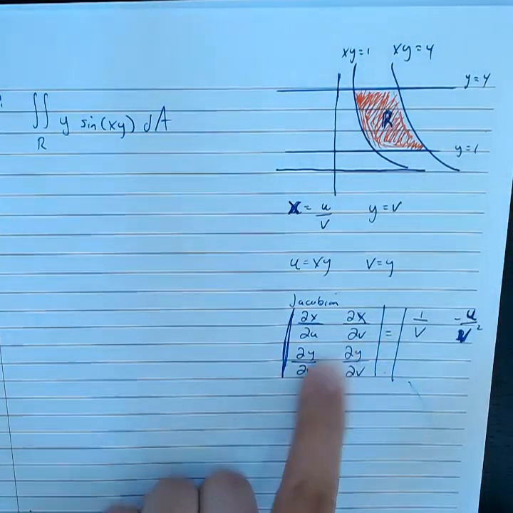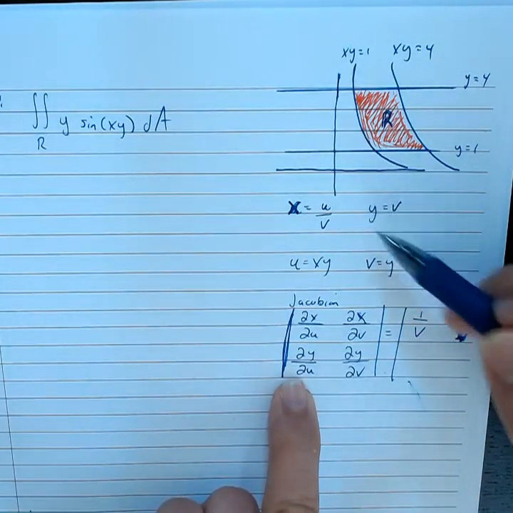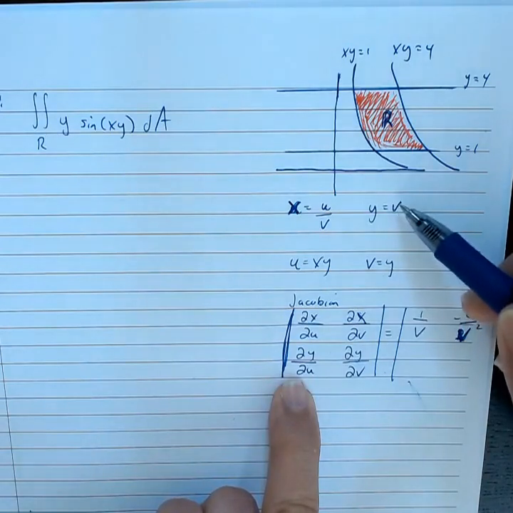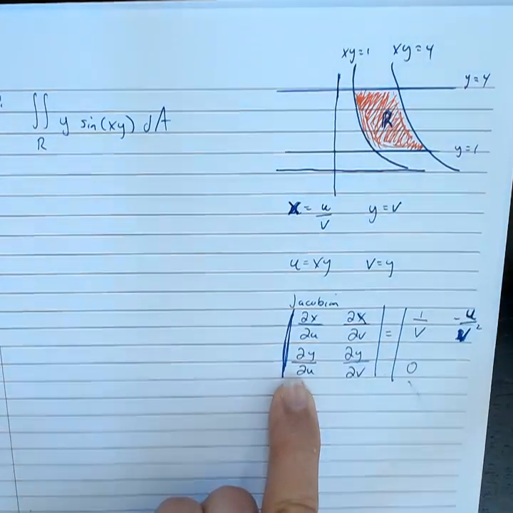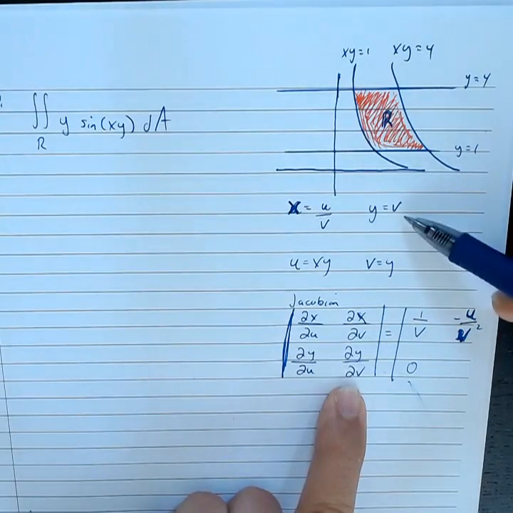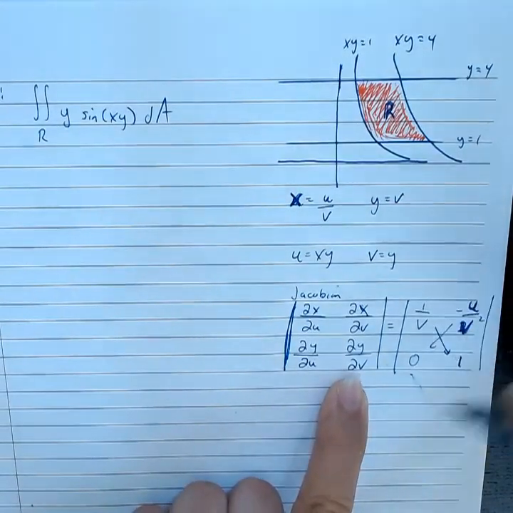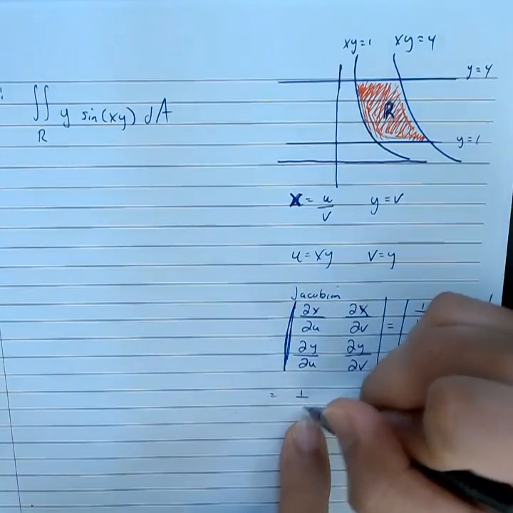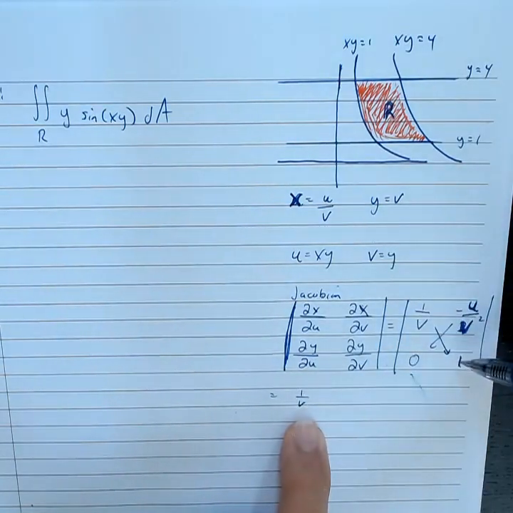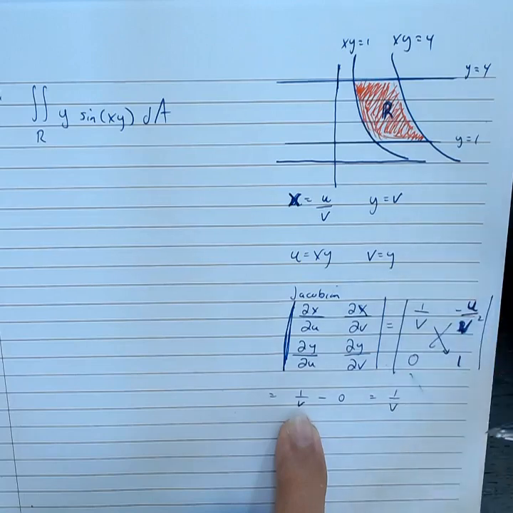The partial of y with respect to u, well, there is no u, so this is just a constant. The derivative of a constant must be 0. And here the derivative of y with respect to v, well, the derivative of this is just 1. So now my determinant is going to be 1 over v times 1, which is still 1 over v, minus anything times 0 is 0. So that's 1 over v. All right, so that's going to be my Jacobian.